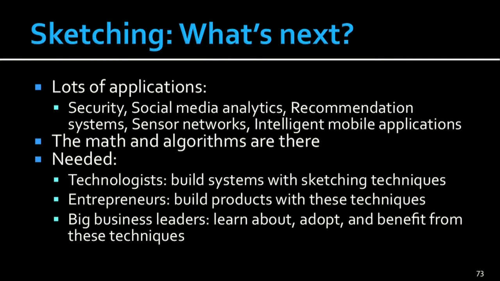So what is needed now? Well, for all of us, first of all, we need to learn more about these techniques. And then we need some technologists to go build systems based on these techniques. As I said, they are now both broad and mature enough that they can be very well used across a variety of applications. So we need technologists to go build these systems. There are some systems that already exist which use these techniques to a limited extent, but there is a lot more potential there. And then we need entrepreneurs who go and build products based on these techniques.